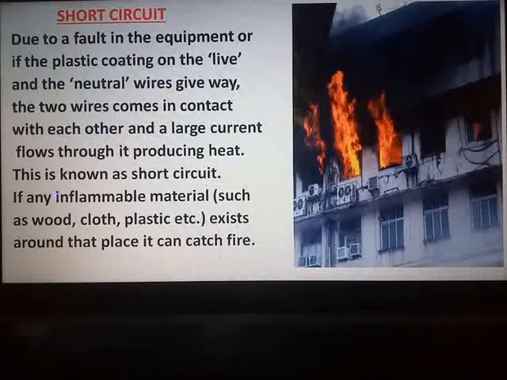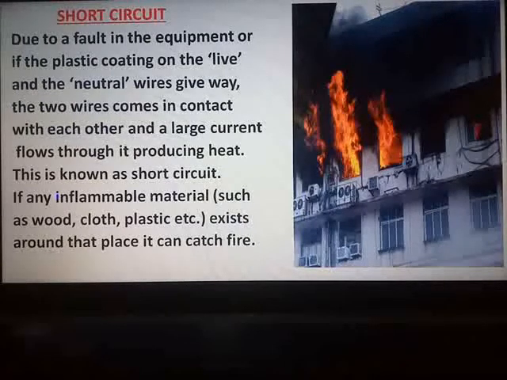You all know about the use of a fuse. Why is a fuse used? Because a fuse is a safety device. A fuse is known as a safety device which protects the circuits and appliances by stopping the flow of any excess current. How? The fuse consists of a piece of wire which is made of an alloy of low melting point, for example lead and tin.